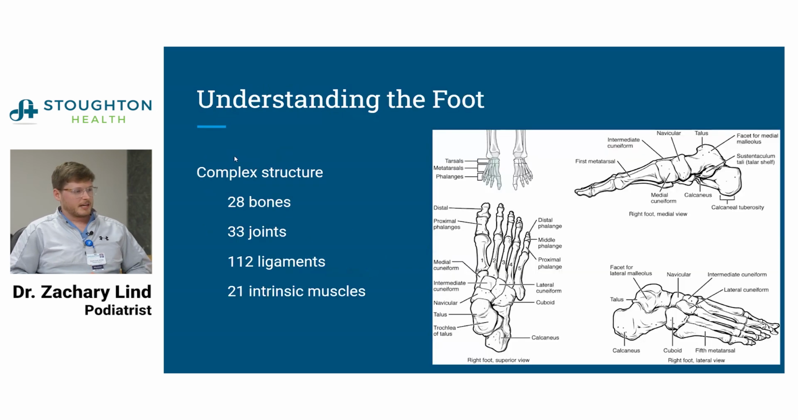So understanding the foot. I throw this up here just to show you that it is a complex structure. It's 28 bones, 33 joints, 112 ligaments, and there's 21 intrinsic muscles that originate and do their action in the foot. And this doesn't include all the muscles of the leg that also attach and perform functions in the foot as well. So there's a lot going on in a small space. It's similar to the hand.